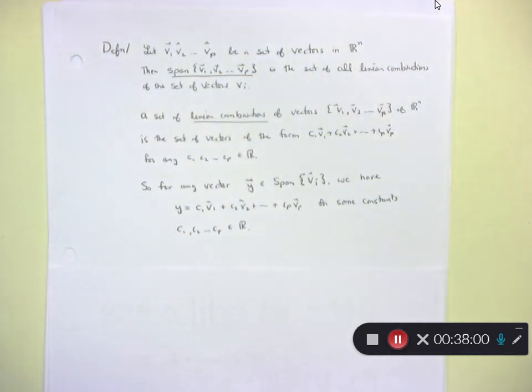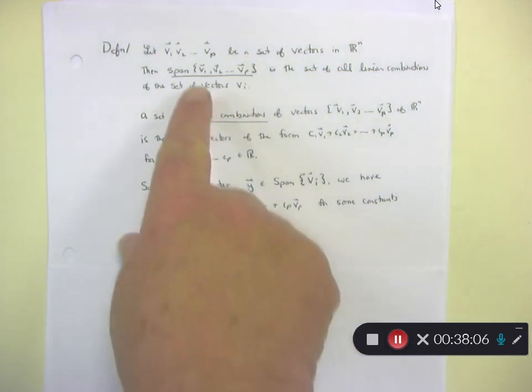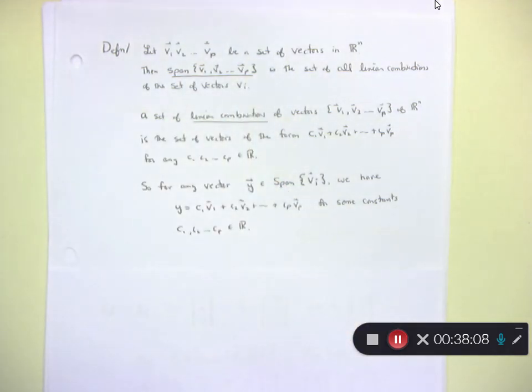There's going to exist a C1, a C2, ... however many CP there are, that I can put in front of these vectors to be equal to the vector that I'm interested in, that B vector. So, back to this problem I did a few seconds ago. There it is right here.